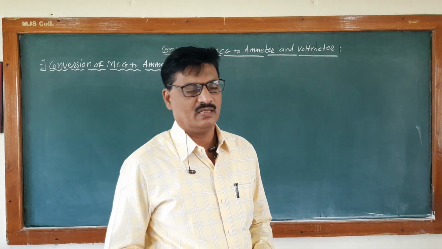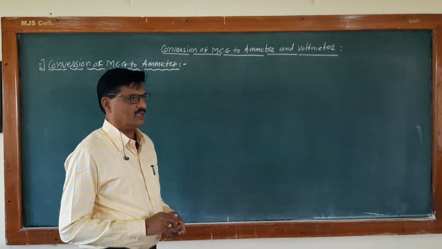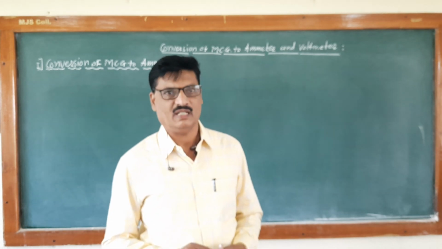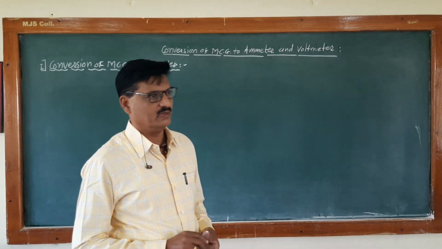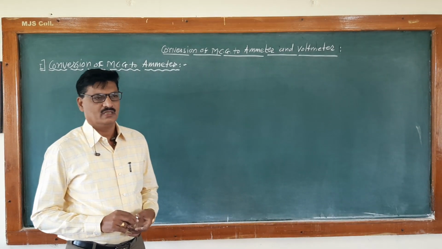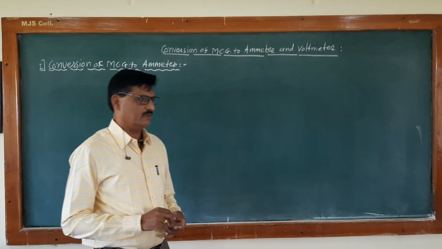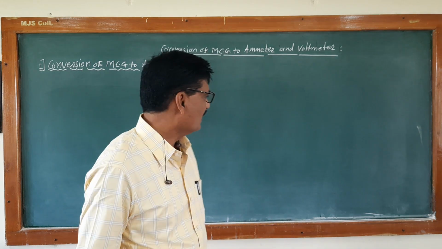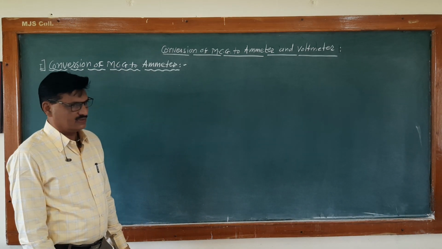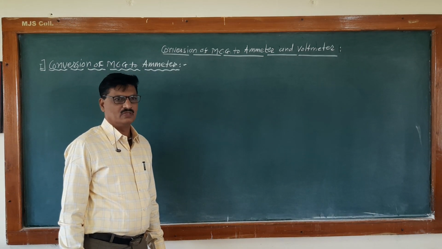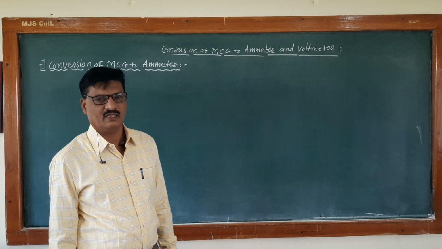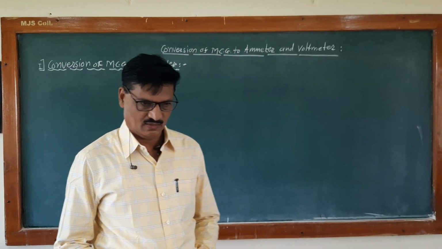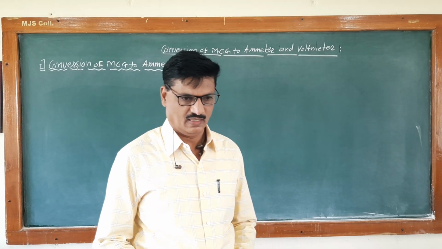Also we know how to compare the EMF of two cells by the separate method and by the sum and difference method using the potentiometer. EMF can be determined by the separate method, that is E1 upon E2 is equal to L1 upon L2, and by the sum and difference method E1 upon E2 is equal to L1 plus L2 divided by L1 minus L2. These articles we have already studied in the last lecture.